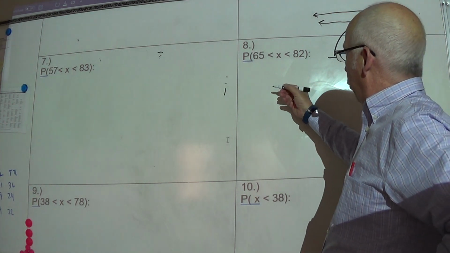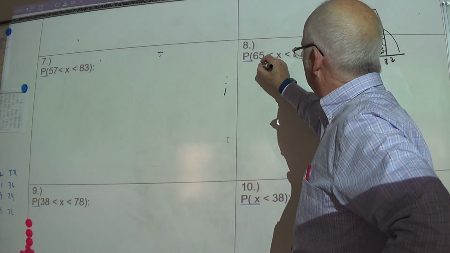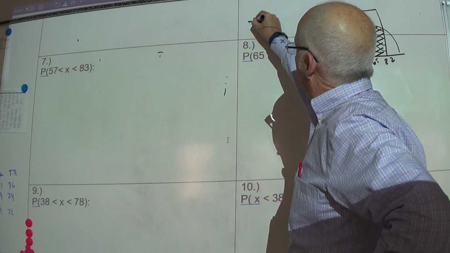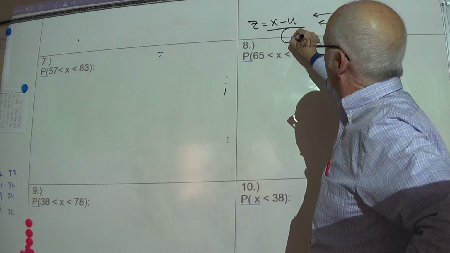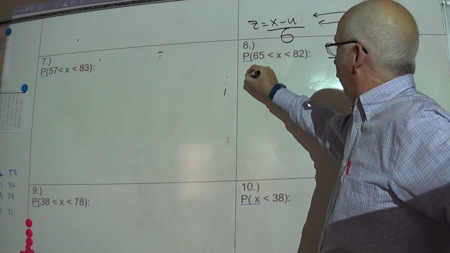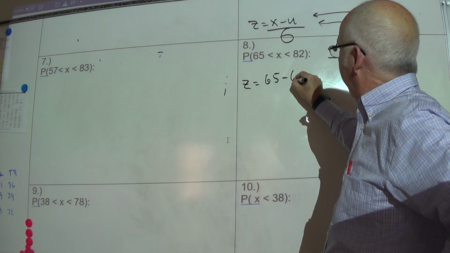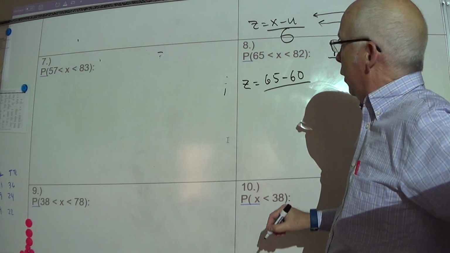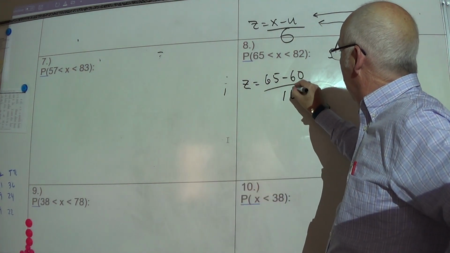So let's just set them both up, all right? So remember, I'm going to put the formula up here. It's z equals x minus the mean over the standard deviation. And we're going to use that for both of these calculations. So in this case, we've got z equals 65 minus 60 over, what did we say our standard deviation was? Let's see here, 10.